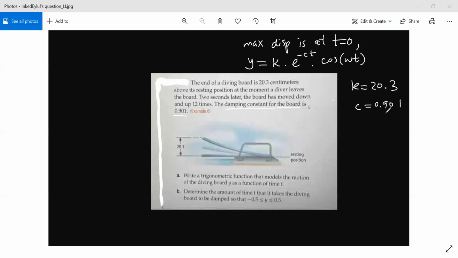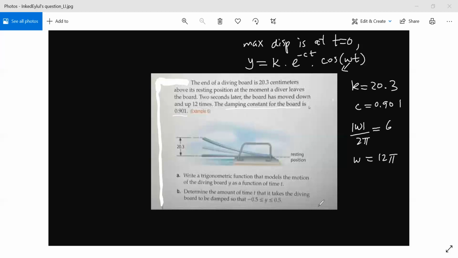Okay, now since after 2 seconds the board has moved down and up 12 times, it will have moved down and up 6 times after a second, right? That's the rate of moving up and down. So for every 1 second, it's going to move up and down 6 times. So I'm going to try to find this W. W divided by 2 pi is going to equal 6. Therefore, W will equal 12.